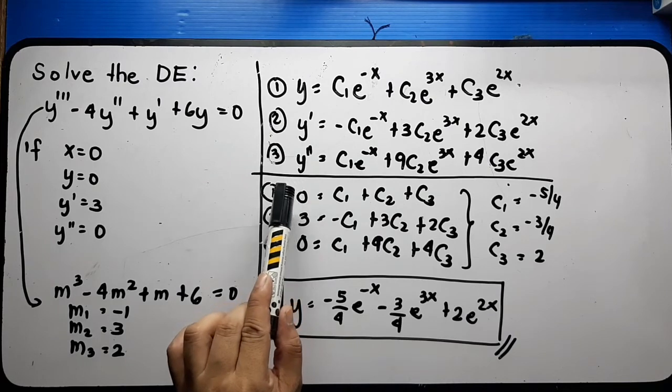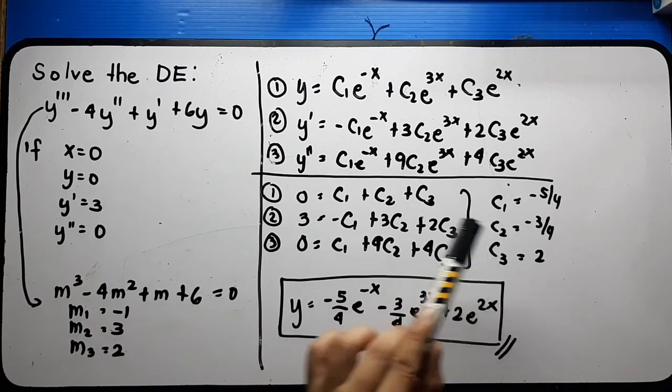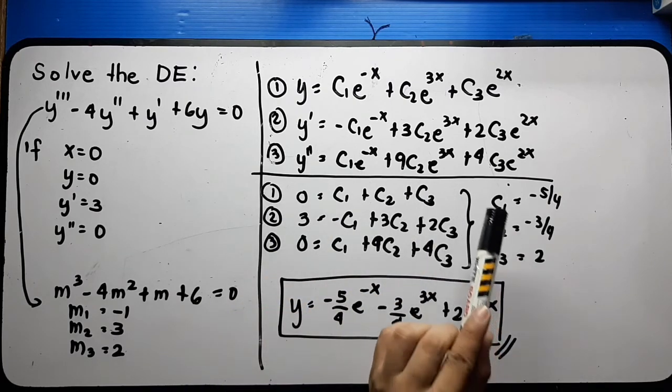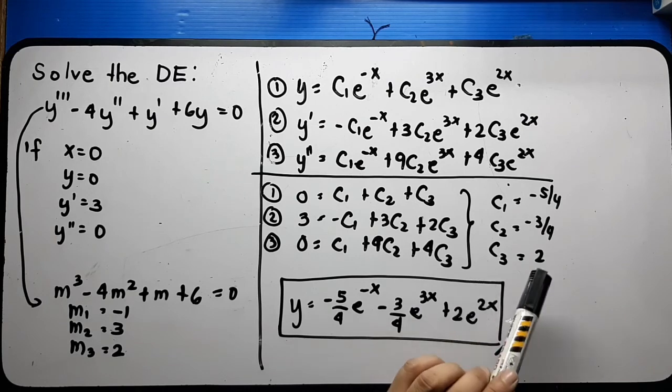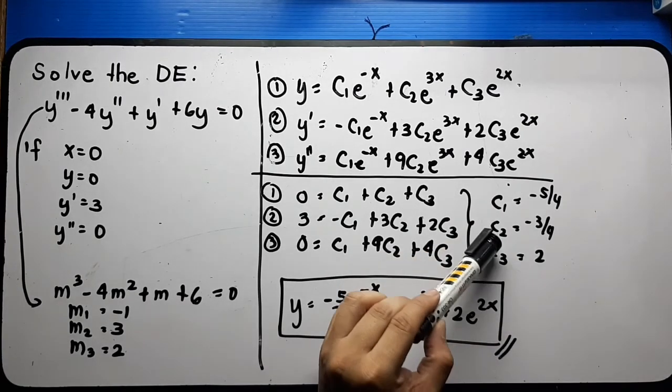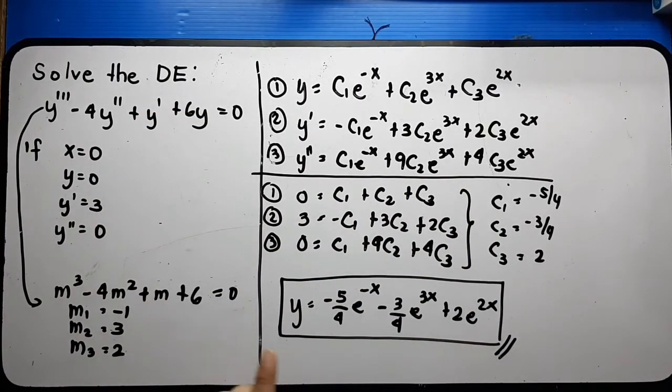Then using your calculator, you can solve c1, c2, and c3, or solve this simultaneously. It will give c1 negative 5 over 4, c2 3/4, c3 2. So using this c1, c2, and c3, substitute this to equation 1 here, then you have now your final answer as y equals negative 5 over 4 e raised to negative x minus 3 over 4 e raised to 3x plus 2 e raised to 2x. So this is our final answer for this problem.